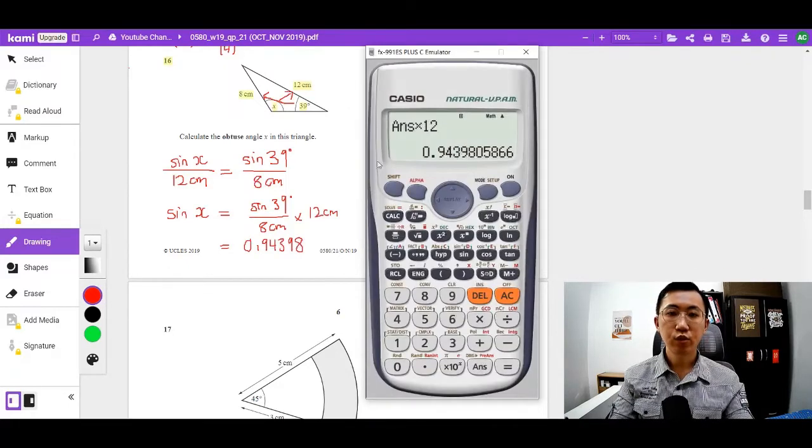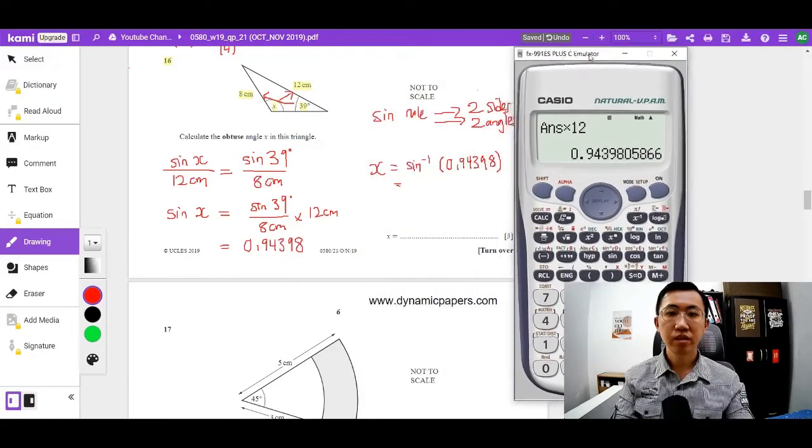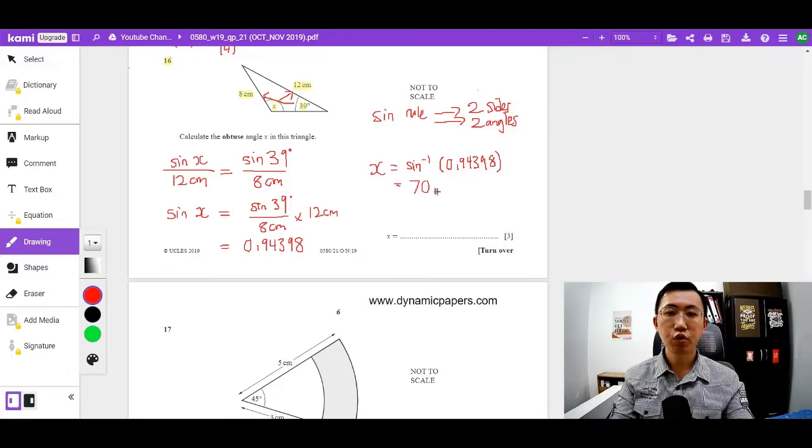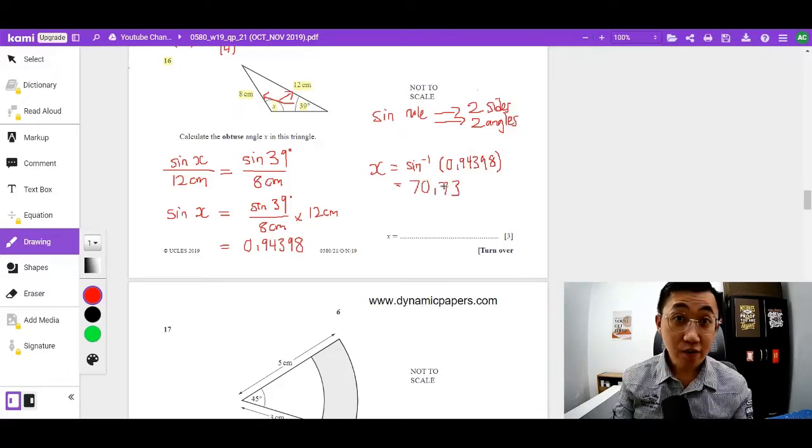I will have to use the calculator. So shift sine, and then click your number 0.94398. Close. What is this? Okay, so 70.73. Let us write the answer. 70.73. However, please pay attention.